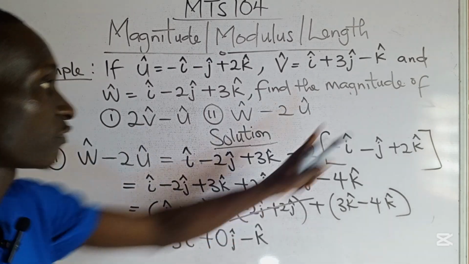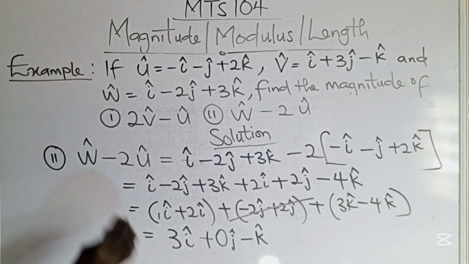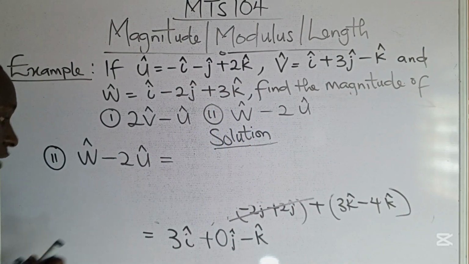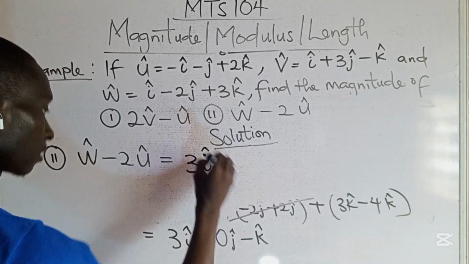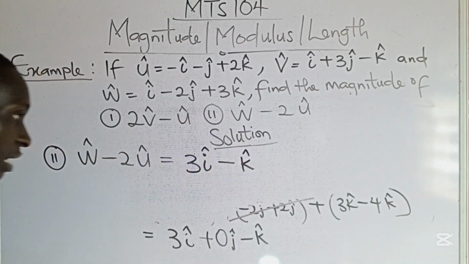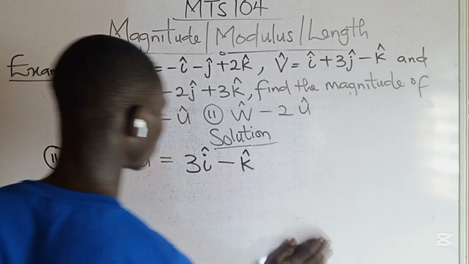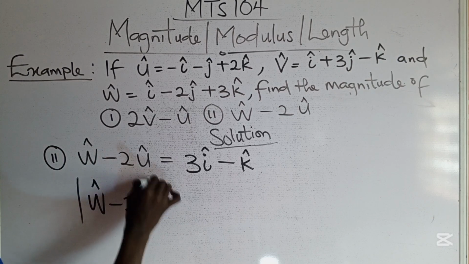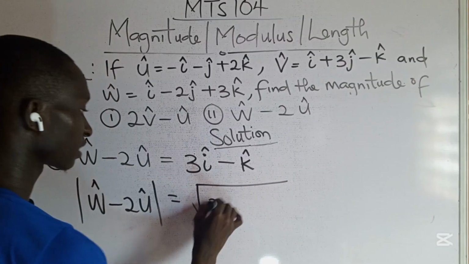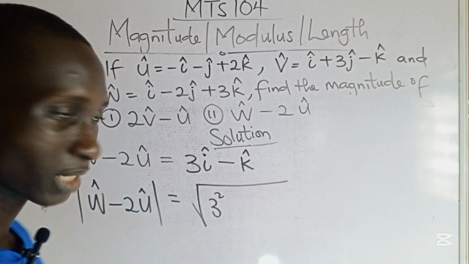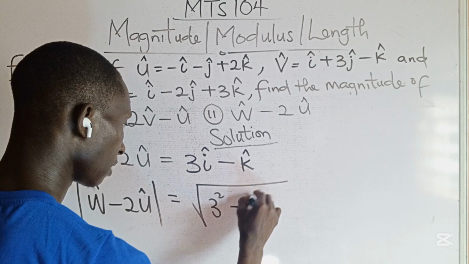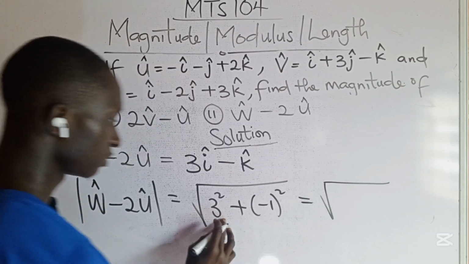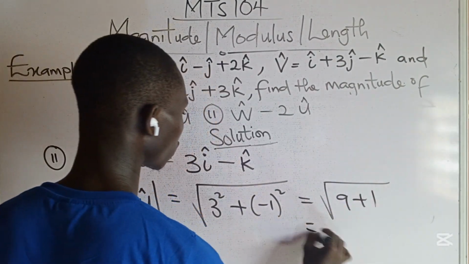So let's rewrite that, and don't forget that the question asks us to calculate the modulus, right? Now let's do that. So let me clean this off and write the resulting answer, which is 3i, right, minus k. So this is what we have as our answer. Now let's find the modulus. So you put the symbol |w minus 2u|. So that becomes the square root of, this becomes 3 squared. You don't need to write 0 squared because 0 squared is still 0, and it has no effect. Plus minus 1 squared. Exactly. So which is equals to the square root of 9 plus 1, which is equals to the square root of 10.